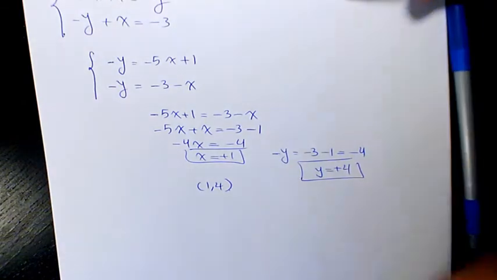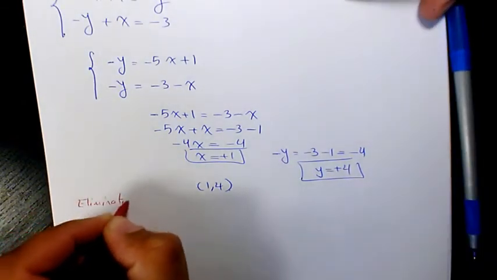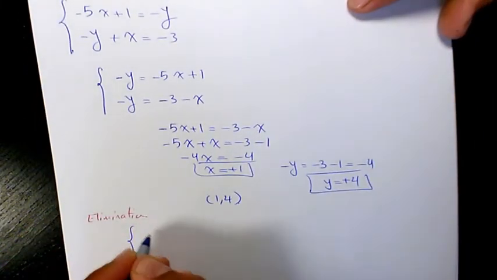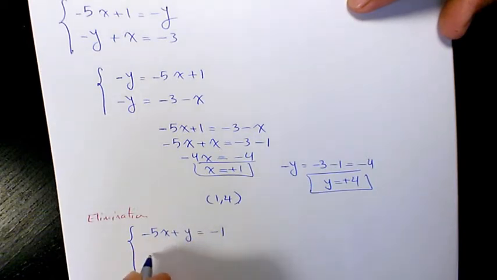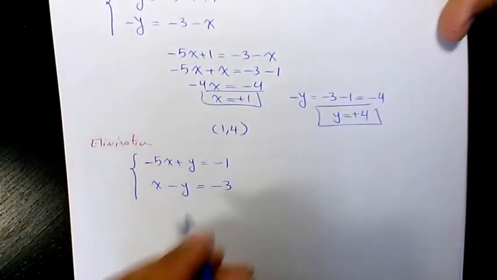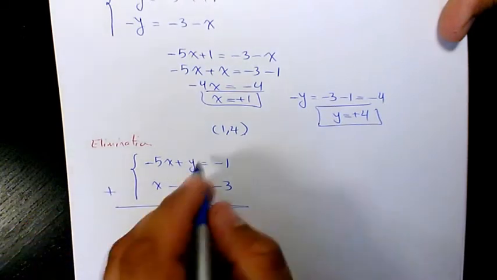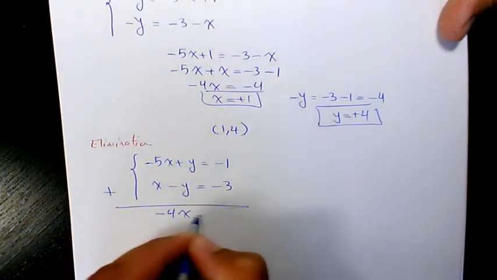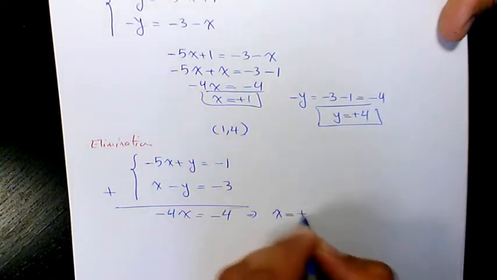Now let's use the elimination method. So I'm going to rearrange the first two equations. It's negative 5x plus y equals negative 1. x minus y equals negative 3. In order to eliminate y, I can just add these two equations. When you add them, y and negative y cancel out. Negative 5x and x is going to be negative 4x. Negative 3 and negative 1 is going to be negative 4. So therefore x equals positive 1.